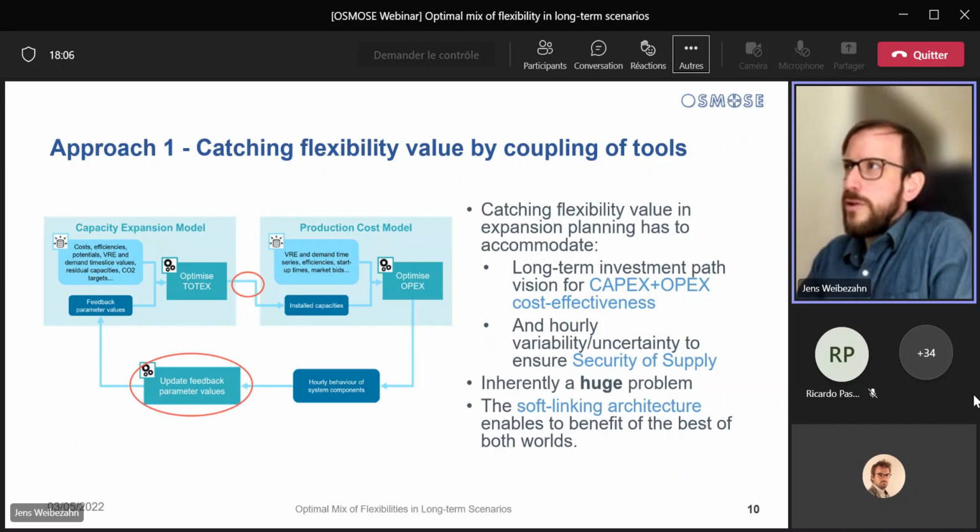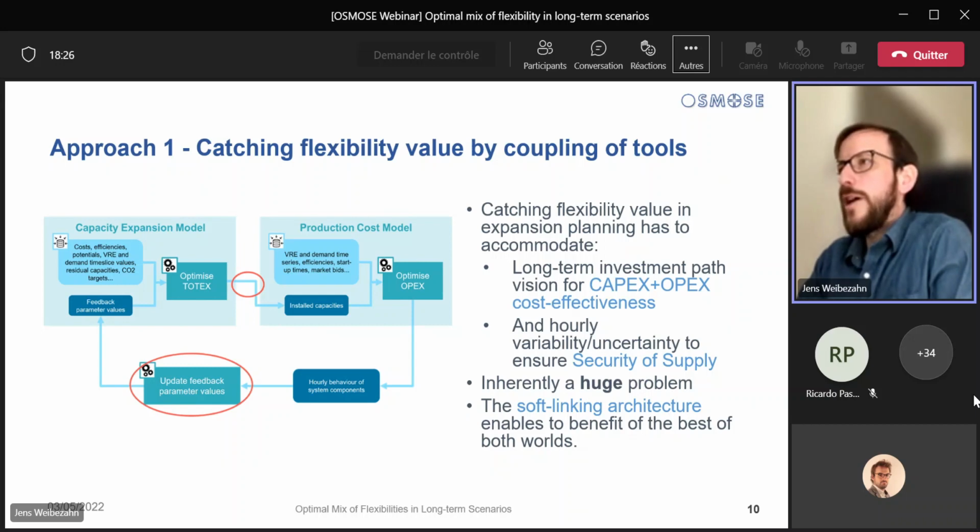The first approach we took was the coupling of two tools. So we took a capacity expansion model and we coupled this with a production cost model. So we basically try to use the best of both worlds. In the capacity expansion model, we can use only the reduced time series as described before.